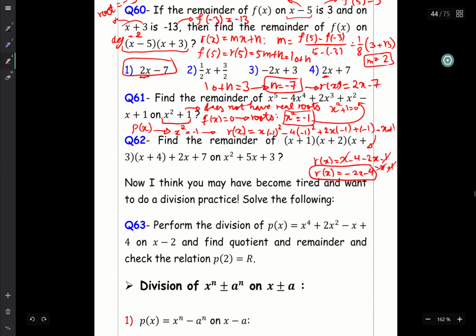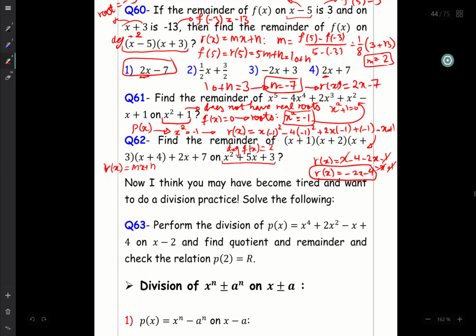Question 62. Find the remainder of (x+1)(x+2)(x+3)(x+4) + 2x + 7 divided by x^2 + 5x + 3. This is interesting. So first of all, this x^2 + 5x + 3 is our q(x). Therefore, the degree of q(x) is 2, so the remainder has to have a first degree. So the general form of the remainder should be mx + n. This is our remainder.